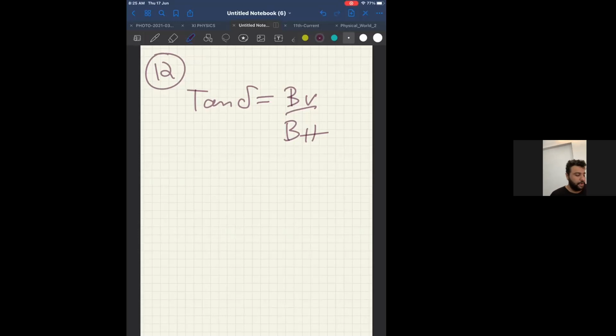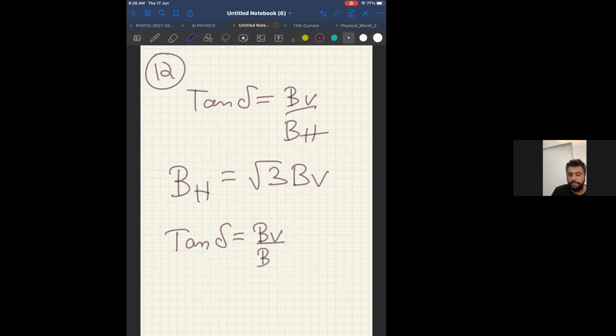At a certain place, the horizontal component of the Earth's magnetic field, that is BH, is equal to root 3 times the vertical component. Correct? Horizontal component is root 3 times vertical component. What is the angle of dip? Therefore, look at this. Angle of dip tan delta is equal to BV upon BH.